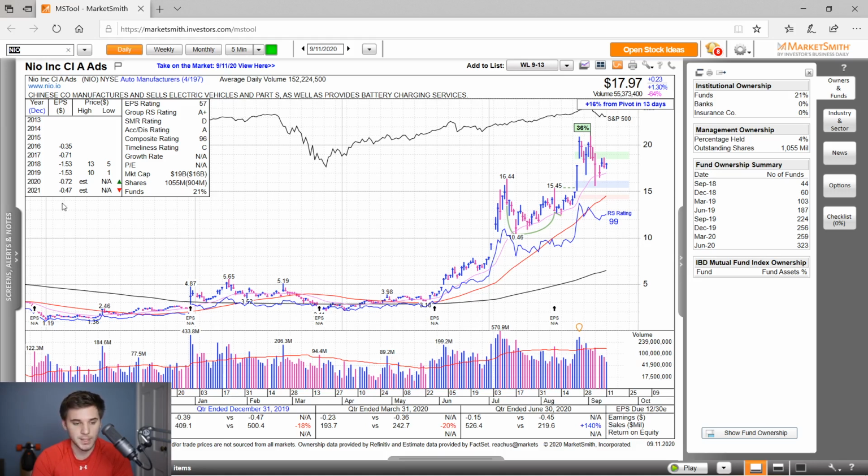And as for the EPS estimates, you can see it's not supposed to be profitable within the next 2 years. And the EPS rating is a 57, the Group RS is an A+, the SMR rating is a D, the accumulation distribution is an A, and the overall composite rating is a 96. And looking at the fund ownership, you can see a nice increasing trend over the past few quarters, but you do not have any high-quality funds investing into this stock.